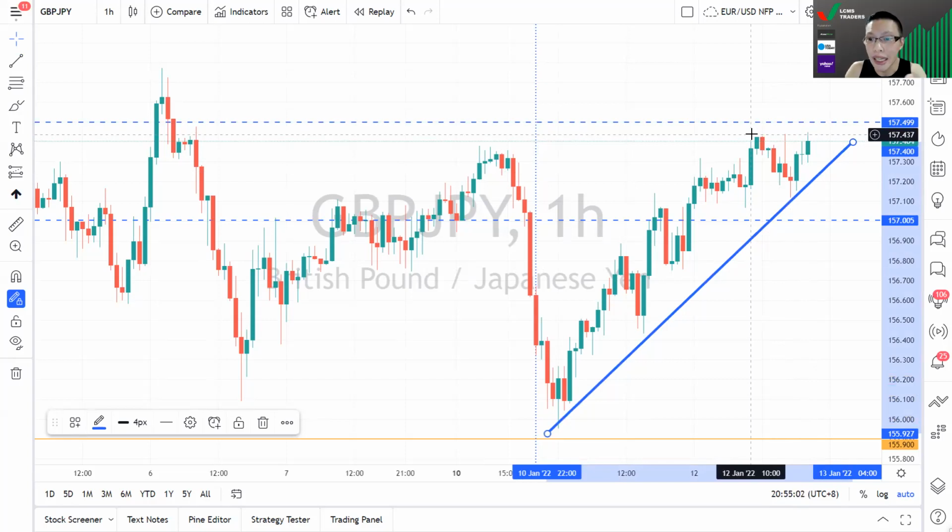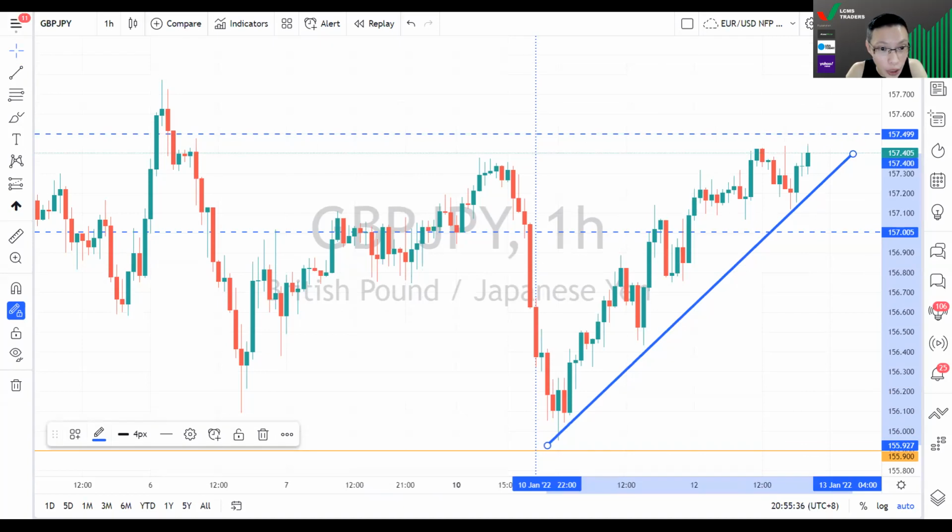But of course, let's play safe, right? Let's just be more cautious about this whole thing. What if it's a forced break? So we set our entry level higher than this 157.44. We put it at 157.5. When it hits that, I may look for buying opportunities of Pound Yen, and Pound Yen has been pretty strong recently. So I'm definitely not looking for selling opportunities for Pound Yen, only buying opportunities.